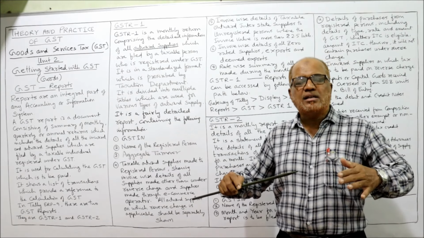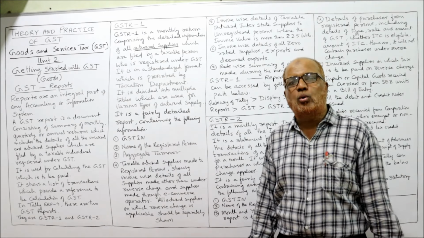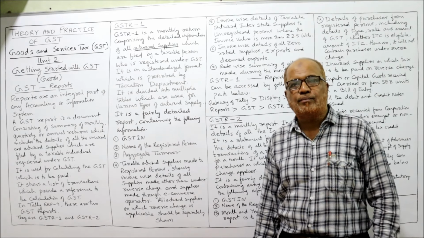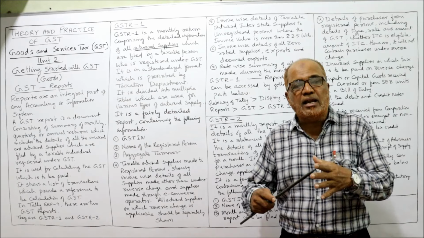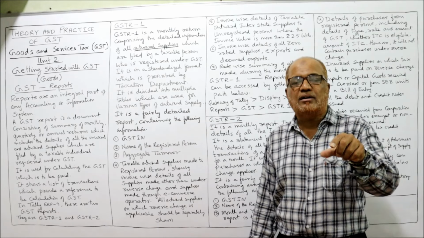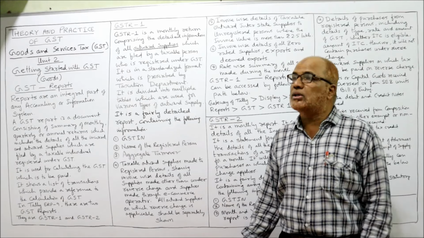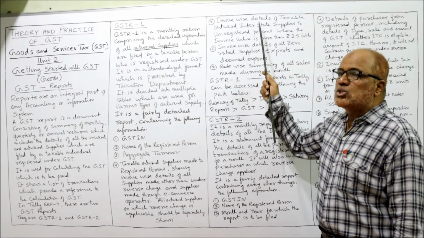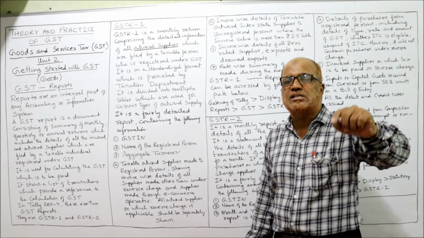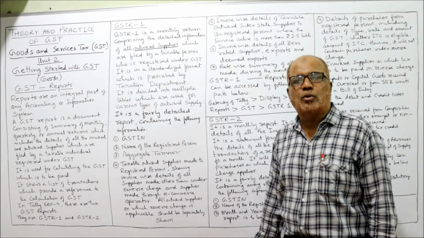Suppose we are the registered dealer. We are selling the goods. We are supplying the goods to a person who is staying in another state. So it is an interstate transaction. Suppose the recipient is an unregistered person. If the invoice value is more than 2.5 lakh, then we have to show the details, invoice wise details. How much value of goods we are selling to unregistered persons staying in another state, if the value of the invoice is more than 2.5 lakh.